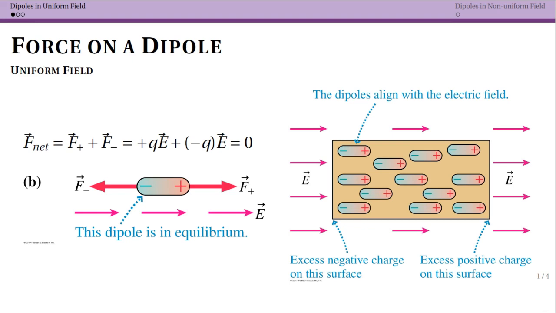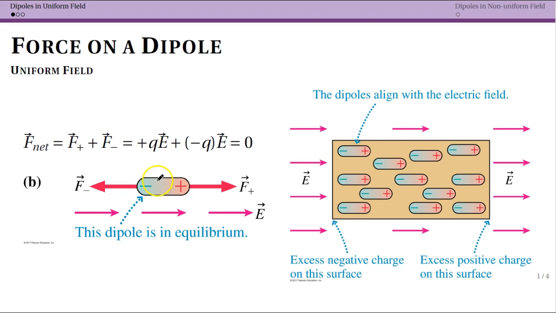So the dipole is a little more complicated because we have to worry about two pieces. We have to worry about the negative piece and the positive piece. And to remind you, the definition of a dipole is that you have an equal in magnitude negative and positive charge that are separated by a very small distance. Now, if it is in a uniform electric field, there's actually no net force on the dipole.